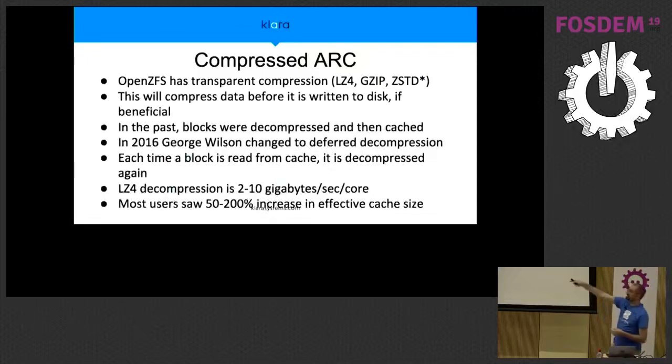But because the LZ4 compression that's used by default for this is so fast and can decompress at 2 to 10 gigabytes per second per core, depending on the type and speed of your CPU, that's going to be faster than you probably could have read off the disk anyway, and so isn't actually going to introduce additional latency. And storing the data compressed can actually give you lower latency because you're reading fewer bytes off the disk.